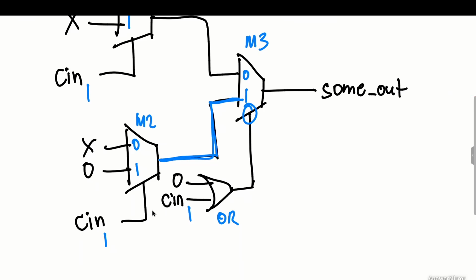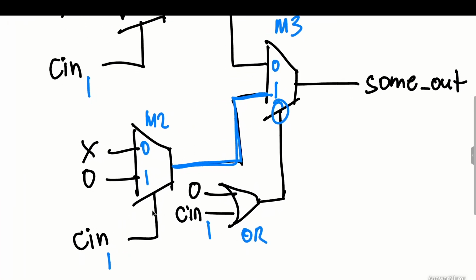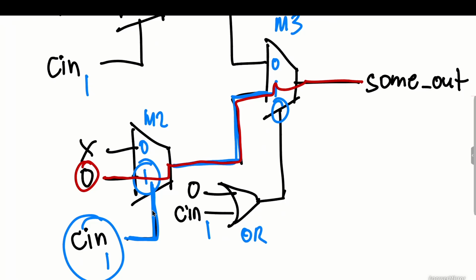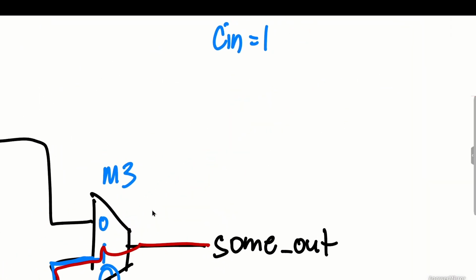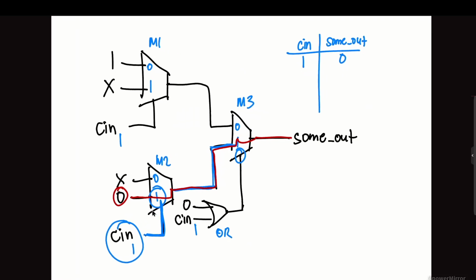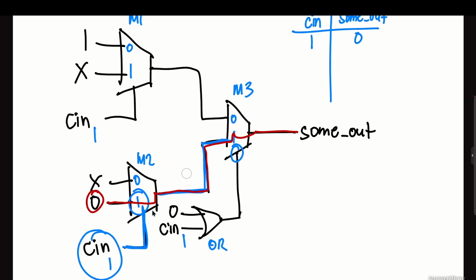So now let's focus more on Mux 2 and Mux 3. And again, Cin is also 1 here. So what are we selecting? We're selecting this 1. And that output of 0 is going to go from here to here, and then that's the output. So let's write a truth table for when Cin is 1. Cin, and then sum out. So if Cin is 1, sum out is 0. Okay, let's erase this.